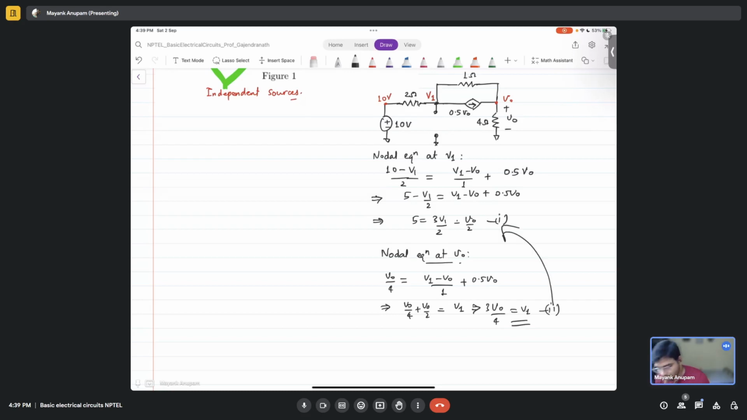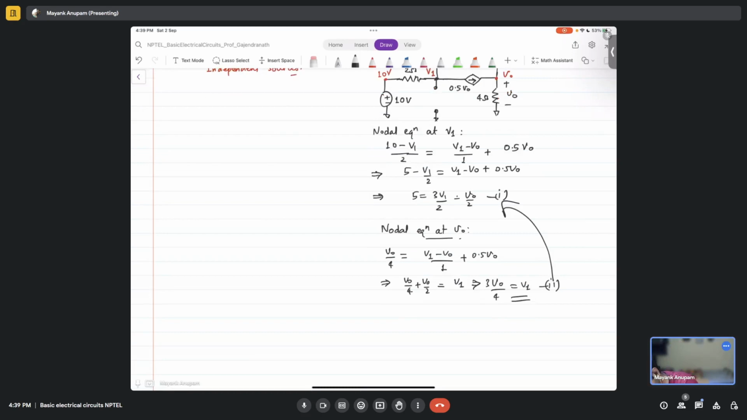If we replace this in equation 1, what will we get? 5 is equal to 3 by 2 into V1, which is 3 by 4 times V0, and minus V0 upon 2. So 5 is equal to 9 by 8 V0 minus V0 by 2. This will become 5 V0 upon 8. From here, V0 is equal to 8 volts, correct?